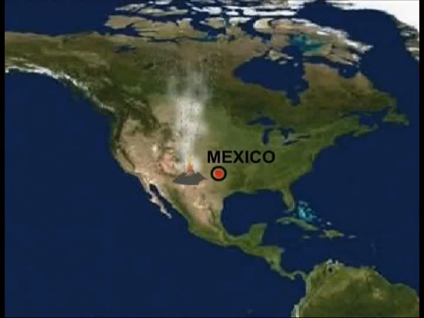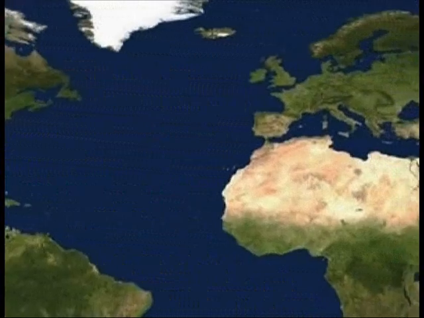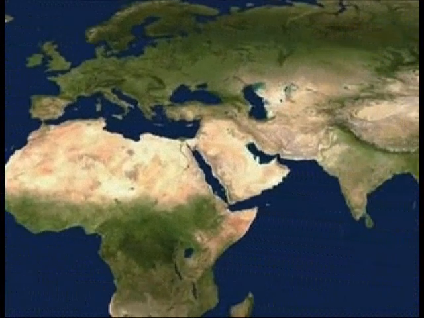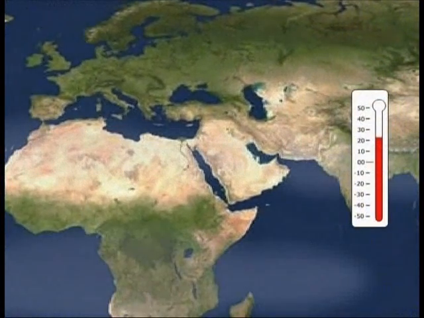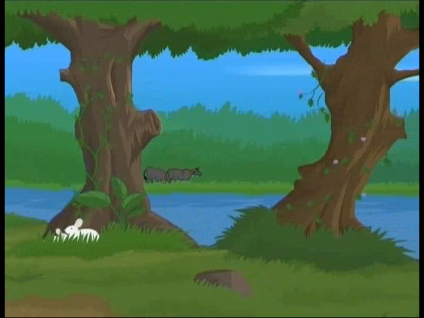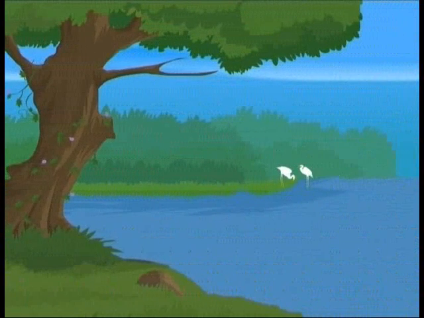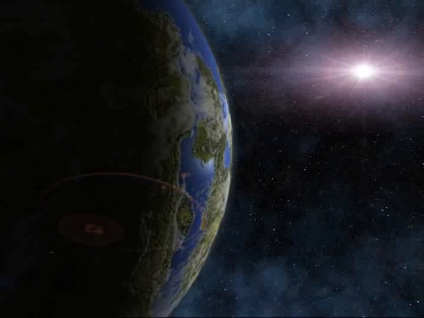For example, the eruption of a volcano in Mexico can bring the temperature of the whole world down a few degrees for several years. So let's take this adventurous journey of discovery through the various biomes of our beautiful planet that we call Mother Earth.